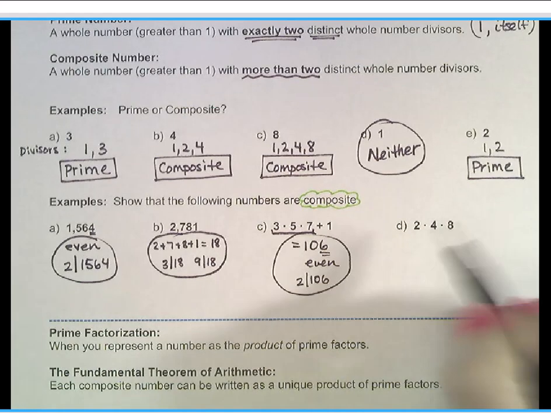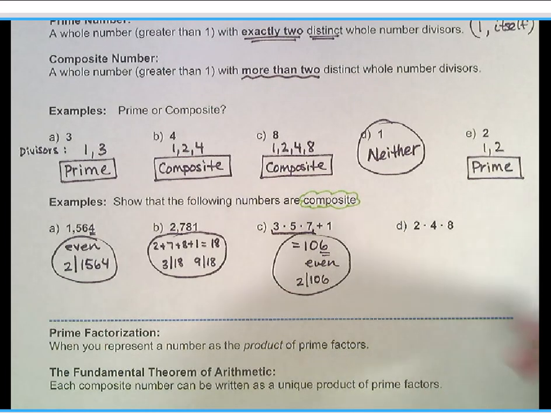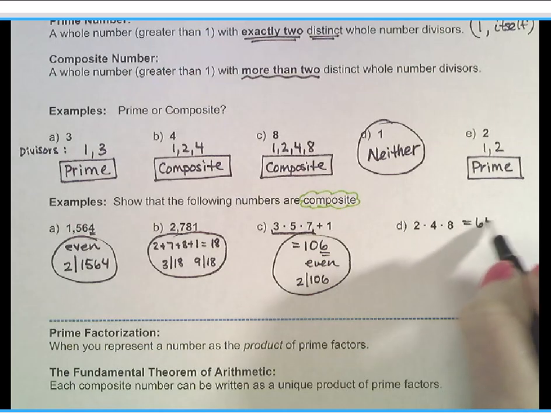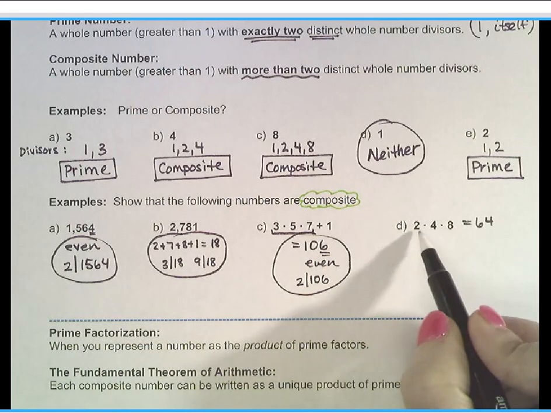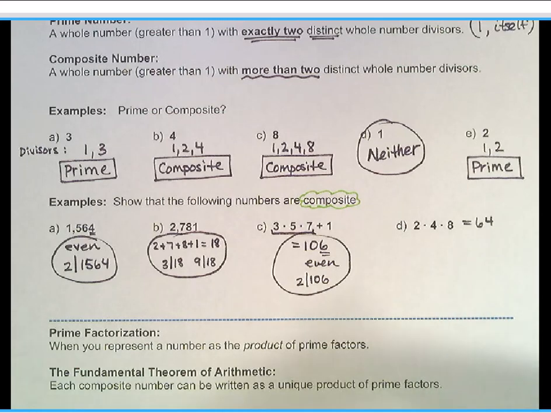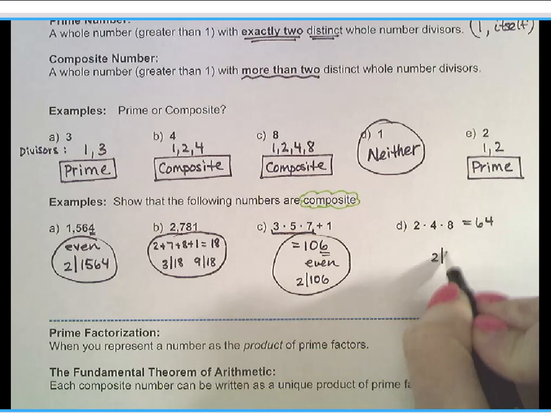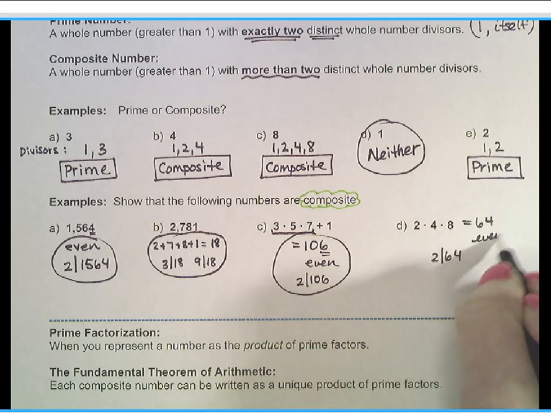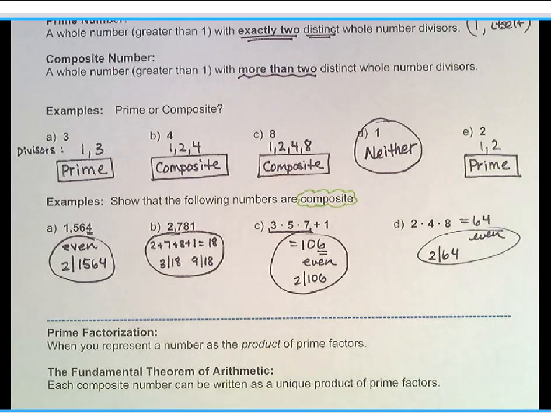And then the last one, 2 times 4 times 8, you can multiply them all together and get 64, or you can realize that if you're multiplying all these even numbers together, you're going to get a really big even number. And 2 divides 64. That's even. And so again, if it's an even number, it's not going to be prime, it has to be composite.